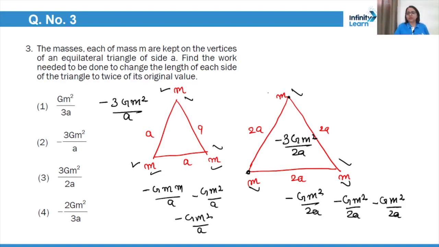So work done will be your change in potential energy. So if you calculate the change in potential energy, it will be minus 3 G M square upon 2A minus of minus 3 G M square upon A. So it will give you your work done as 3 by 2 G M square upon A.